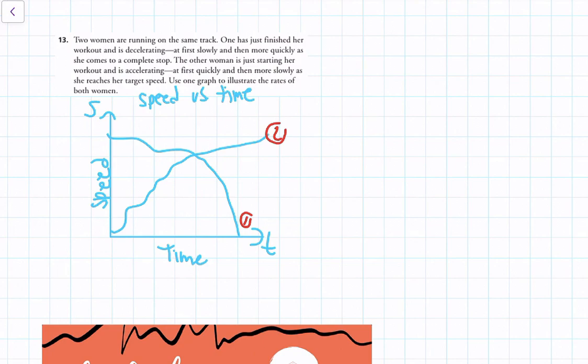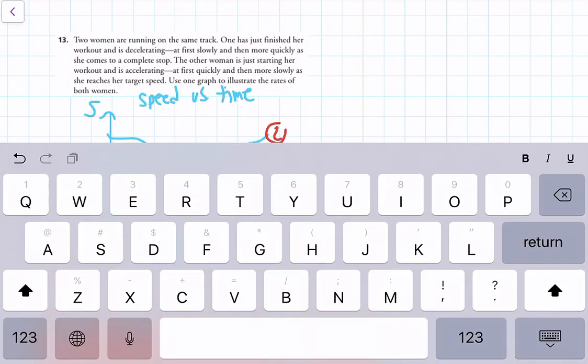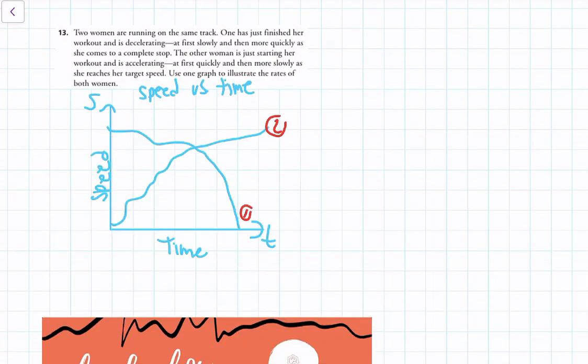Okay, so for person 1, we know that she has just finished. If she just finished, that means that she was already going really, really fast. So that's why she starts so high up. Once she's finished, now her rate is going to decelerate. So she's first decelerating slowly, and then more quickly. So this is the part where she's decelerating more quickly. And then she stops right soon after.